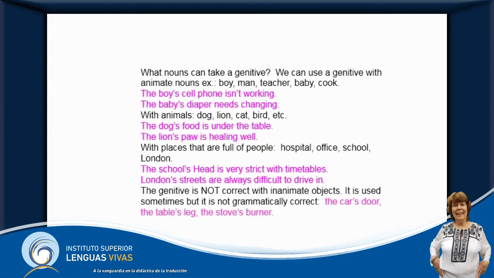The genitive is not correct with inanimate objects. It is used sometimes, but it is incorrect. You cannot say the car's door, you say the door of the car. You cannot say the table's leg, you say the leg of the table, which is correct.